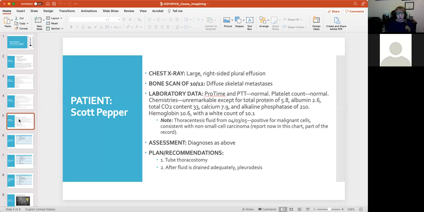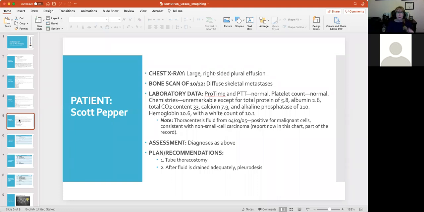Okay, so we do not code things that are recommended or planned. We don't know that the patient is ever going to have that. We only code after something is done.